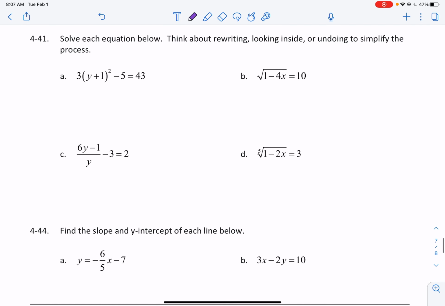Okay, let's go to 4-41. It says solve each equation below. So here I see that we have that squared. What I'm going to do is use one of our techniques to solve versus just thinking about it maybe like what we would have done in chapter 2. So we've got 3 and then y plus 1 squared equals 48. We're going to divide by 3.